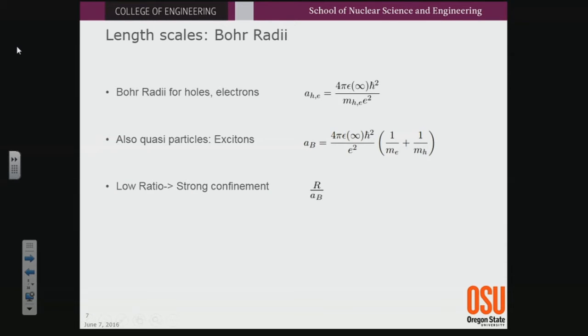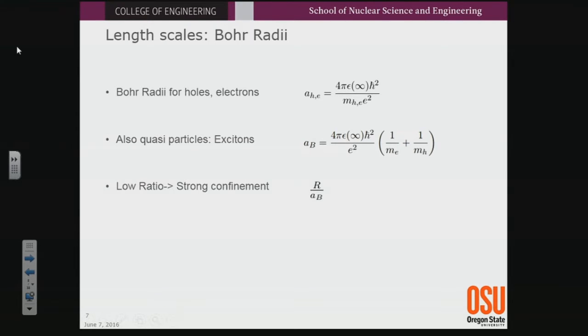So if R is the defining confining dimension, in our case it'd be the radius of the nanocrystal. If we look at the ratio of the confining radius over the Bohr exciton radius, and this is a low number, that means we're in a strong quantum confinement regime. And if we're in a strong quantum confinement regime, we can use the particle in a box model, and we could get these discrete solutions.